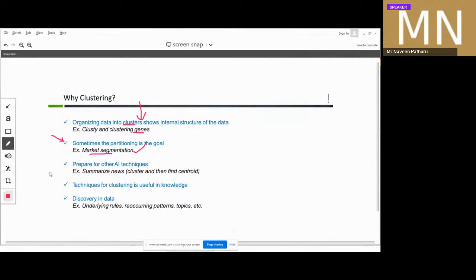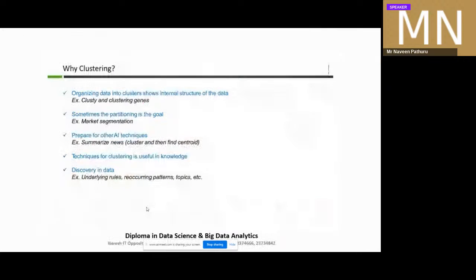Clustering is also used in AI techniques. When you search something in Google, Google is using clustering as one of the algorithms in showing you the results. The techniques for clustering are useful in knowledge. The knowledge is nothing but the hidden patterns, the underlying rules. They are hidden, reoccurring patterns. So that is, at a high level, why clustering.